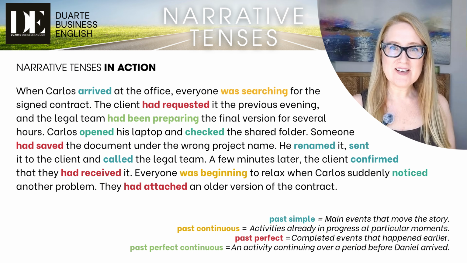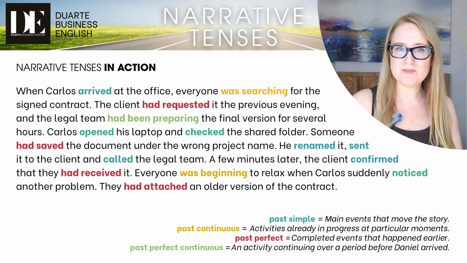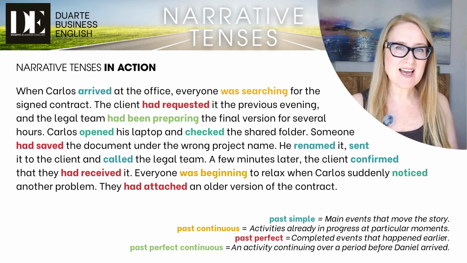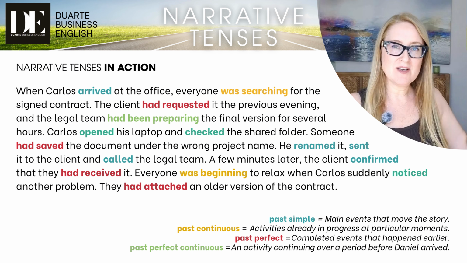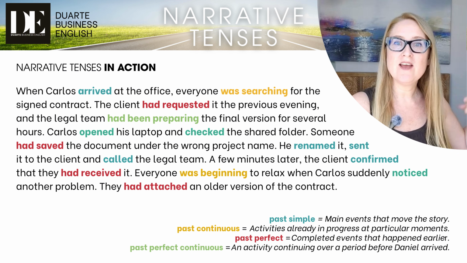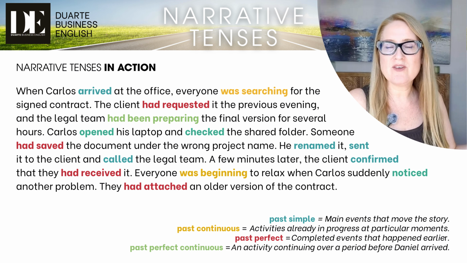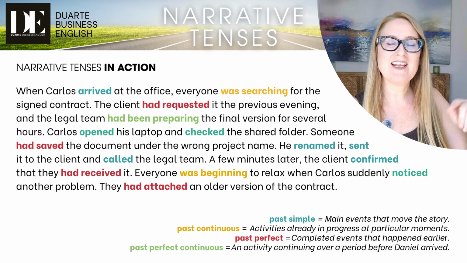Okay, now let's hear the narrative tenses in action. Now the past simple moves the story forward. The past continuous sets the atmosphere. The past perfect shows what's happened before the main timeline of the story. And the past perfect continuous shows what was happening or what was going on before the main timeline of the story, or what was continuing for a long period of time before the main timeline. Let's go through here.